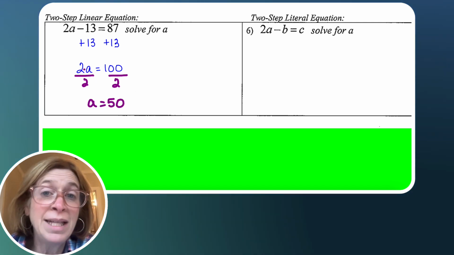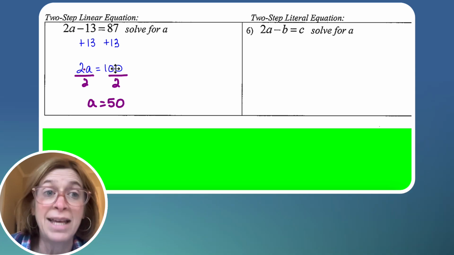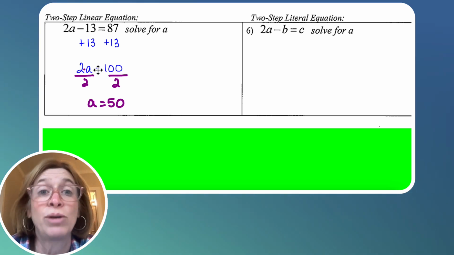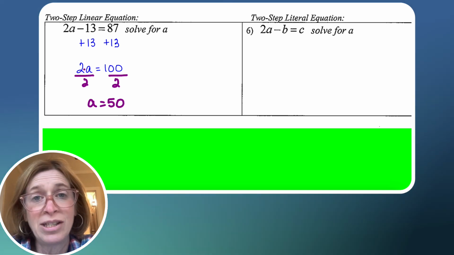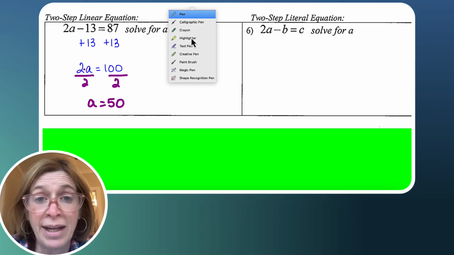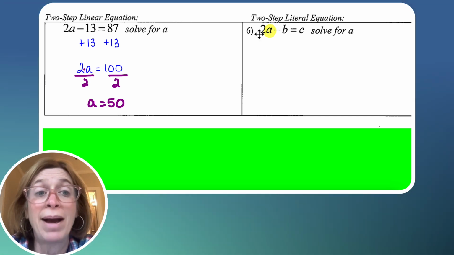And remember, what that means is that 50, if I substitute it in for a, is going to make the math sentence true. It's going to make the equation a true statement. That's not what we're doing with literal equations, though. We are solving for something. So in this case, we're solving for a. Right? We've got 2a minus b equals c.